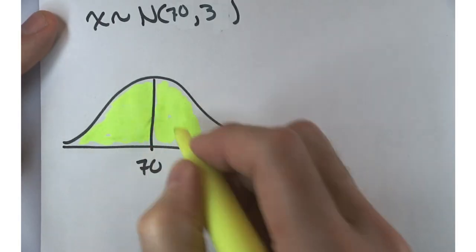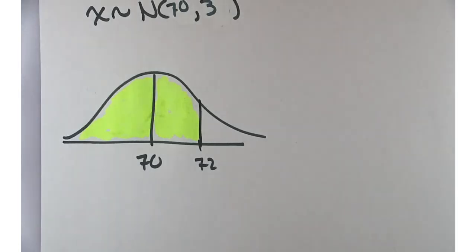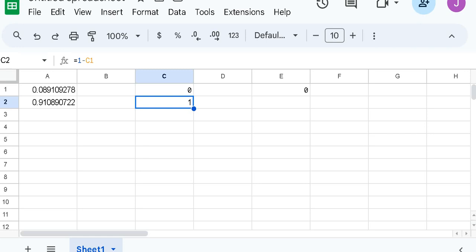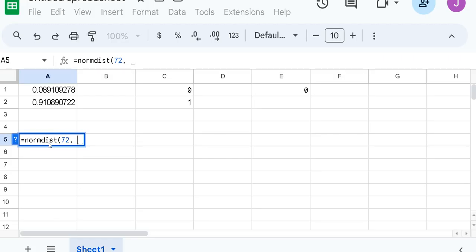All right, close enough. So I want the area to the left of 72. Who can give me my Google command to do that? Jose? All right, norm dist. We're not going to use the 350 yet. So equals norm dist. Yep, 72. And then the mean and standard deviation. So 70 and 3. What's it finish up with?